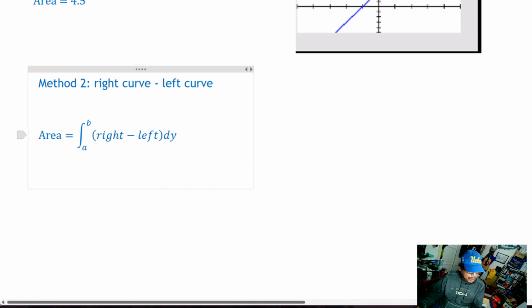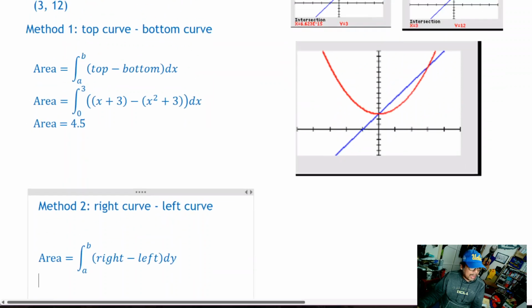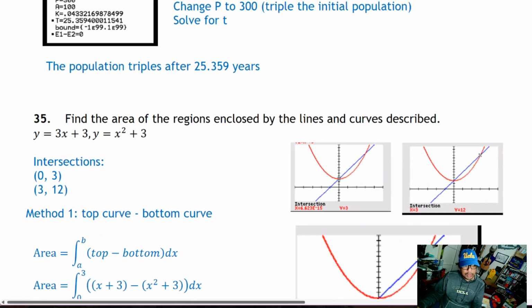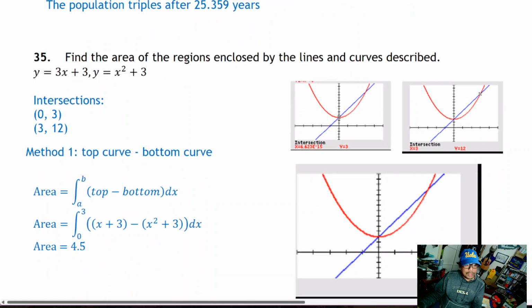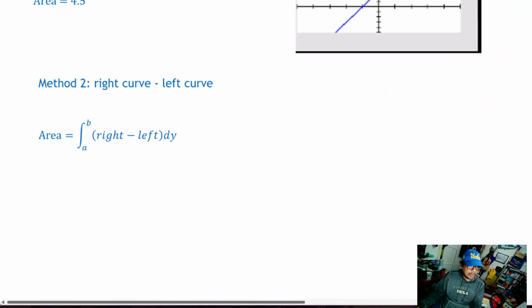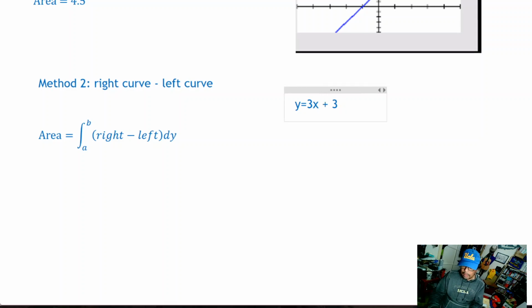And it's going to be in terms of dy, which means that we're going to have to solve our functions so we have them in terms of y. Let's take that first function, which is y equals 3x plus 3. Let's put that over here. y equals 3x plus 3. If we solve that in terms of x, we get that x is 1/3 of the quantity y minus 3.